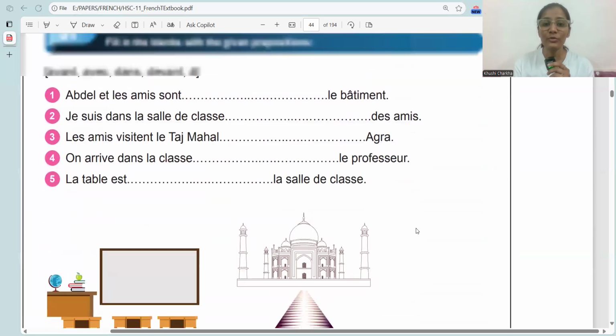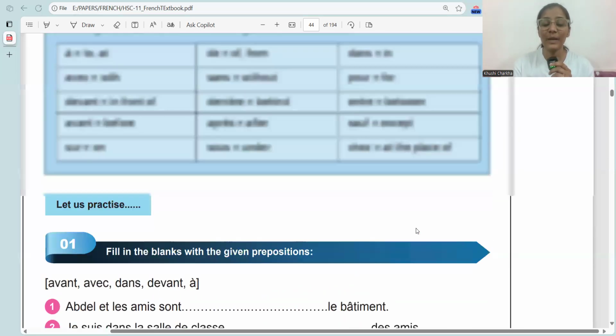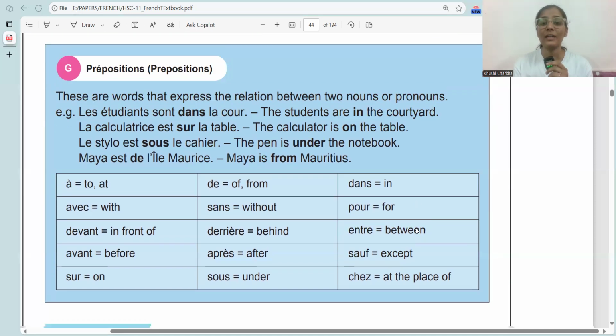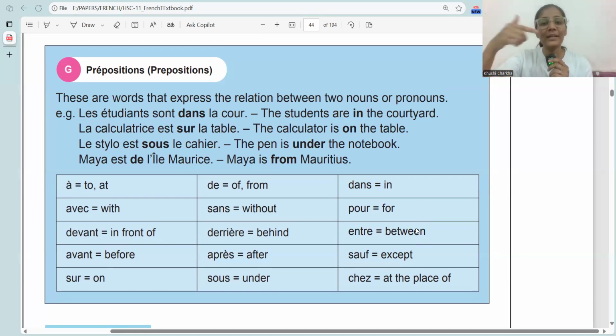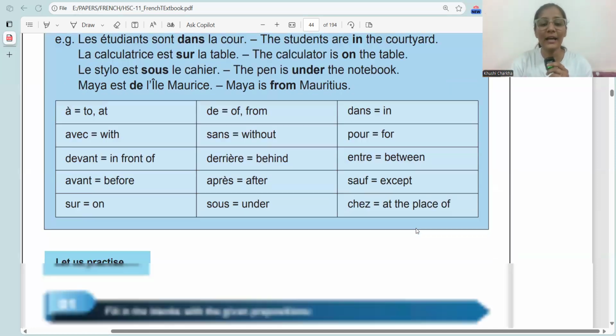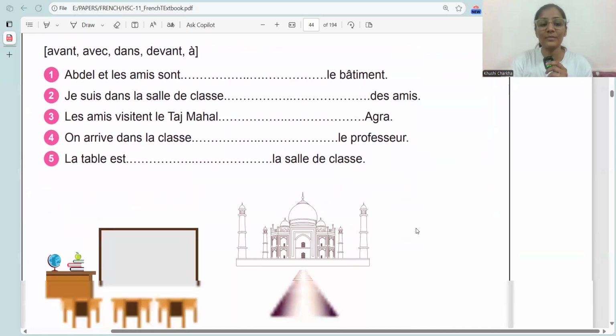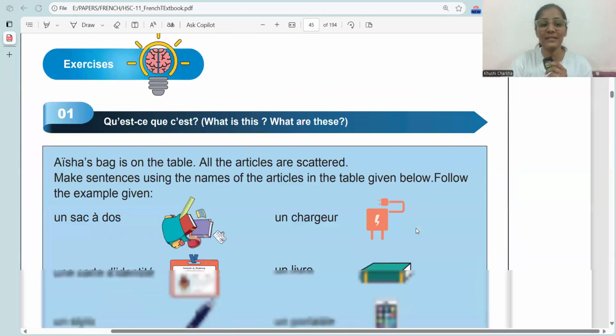I hope you're through with these prepositions and how they are pronounced. Now you have to memorize them. You'll have to repeat them column by column once again, and then solve this exercise.